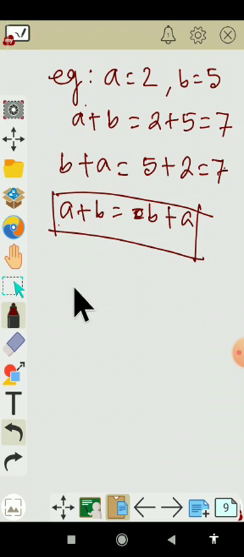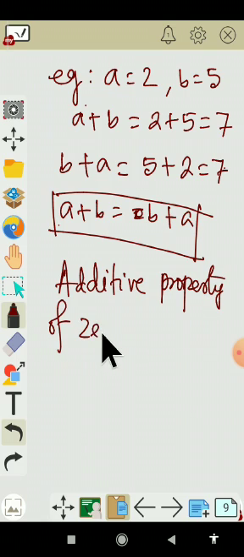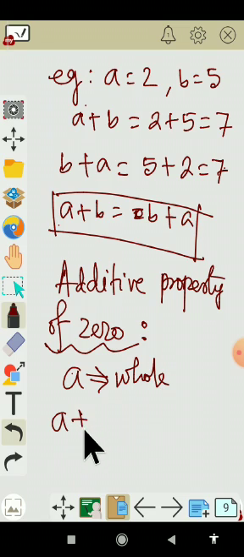Similarly, we will see the additive property of 0. This is another property, the additive property of 0. What does it mean? It means if a is any whole number and you add 0, you will always get a, which is again a whole number. So a plus 0 equal to a, and 0 plus a is also a.